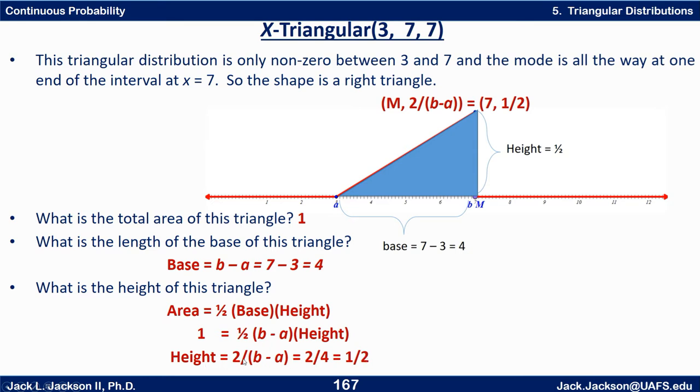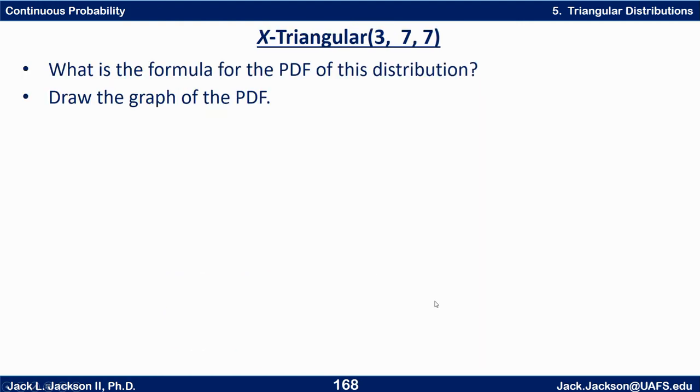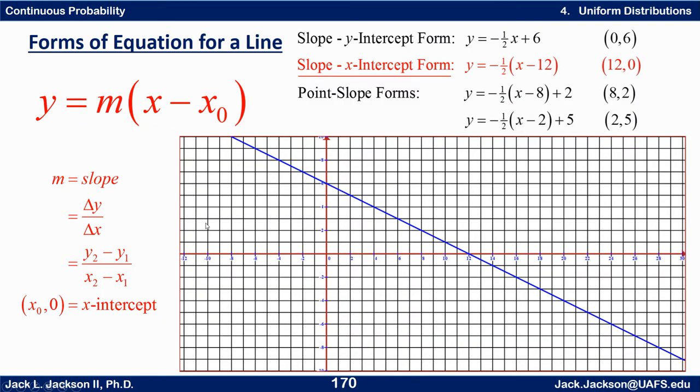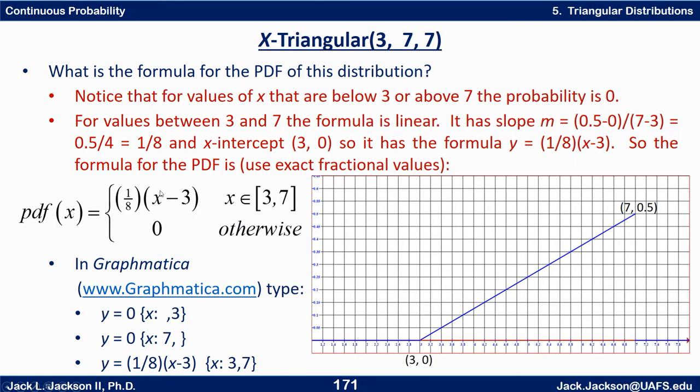In general, the height is 2 over b minus a. 2 over the base is a height. That gives us 2 points here, one of which is an x-intercept. So we can use the point-slope form of a line to make an equation of that line pretty easily. And so it turned out to be 1/8 times x minus 3.